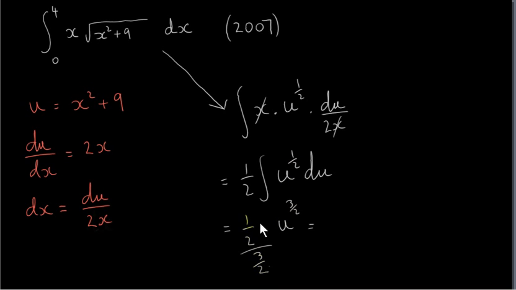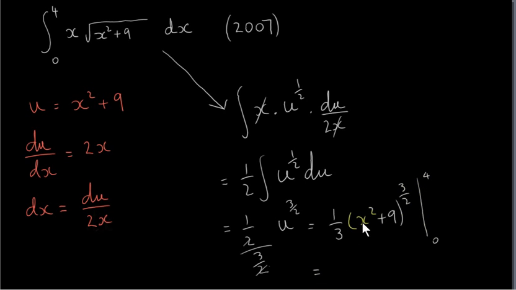We can multiply above and below by 2 here, and these 2's will cancel. So we get 1 over 3. We get 1/3 u to the power of 3 halves. But u is x squared plus 9. So we have 1/3 of x squared plus 9 to the power of 3 halves. And our limits range from 0 to 4.